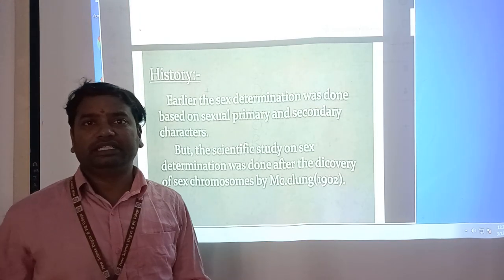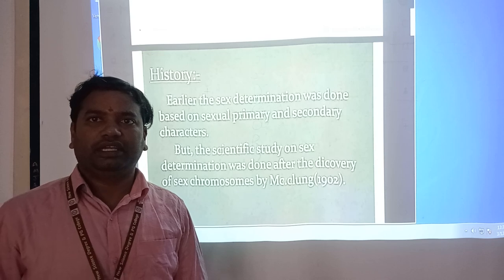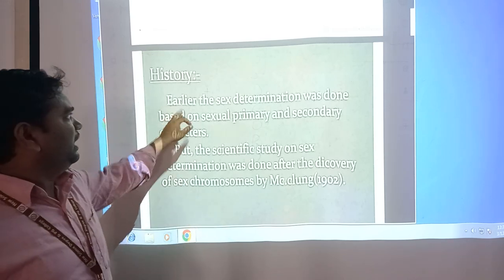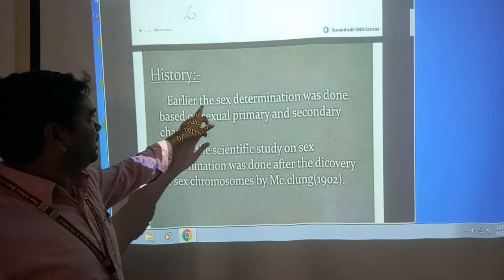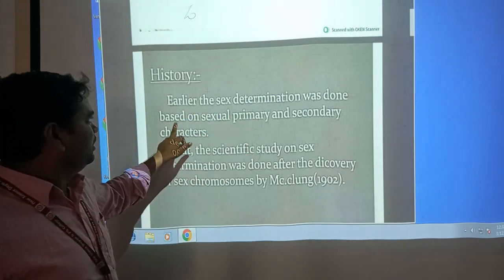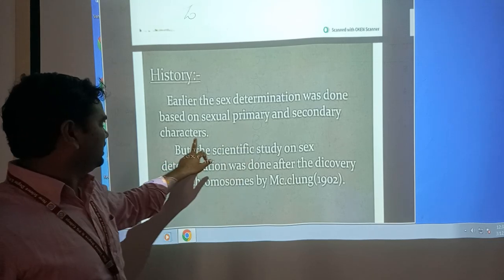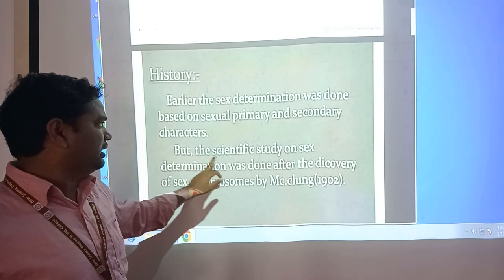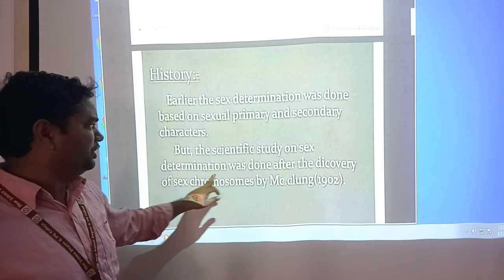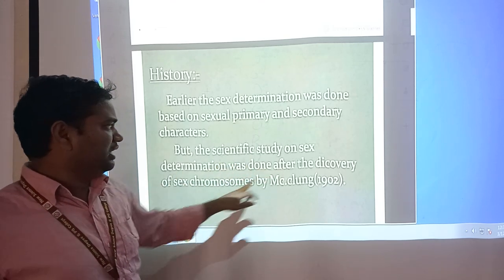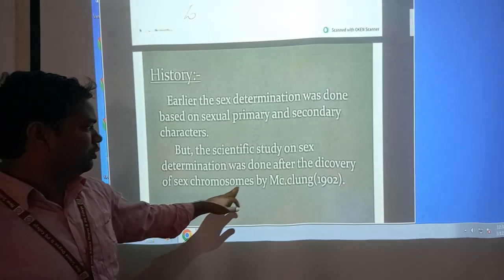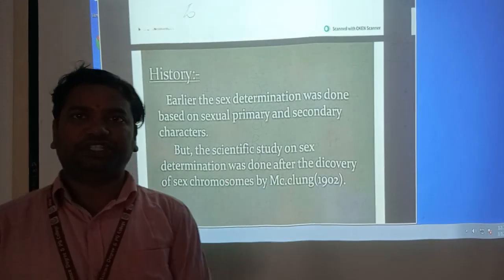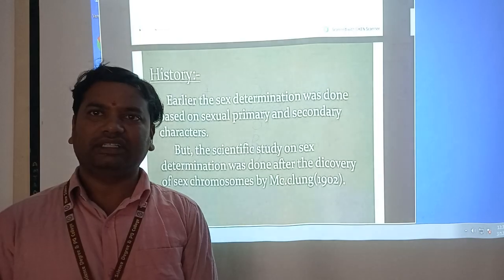Today's topic is sex determination. Genetics is one of the important parts of sex determination. Earlier, sex determination was done based on sexual primary and secondary characters. But the scientific study of sex determination began after the discovery of sex chromosomes by McClung in 1902. In sex determination, it is decided whether an animal is male or female.